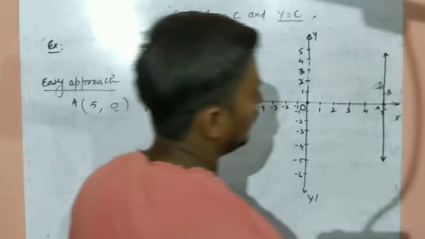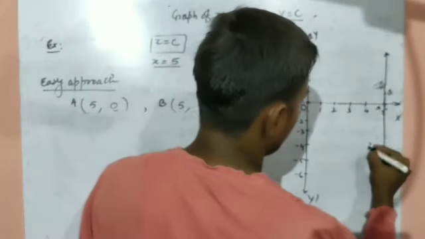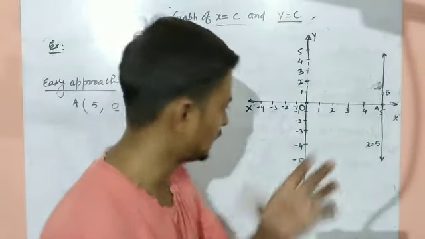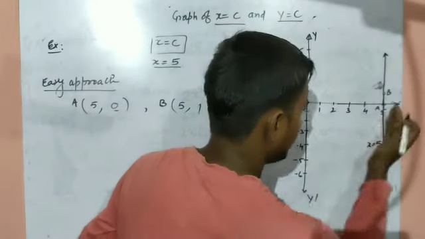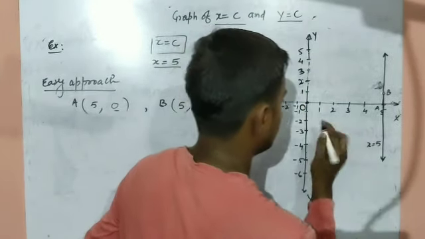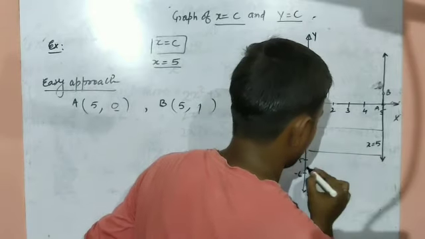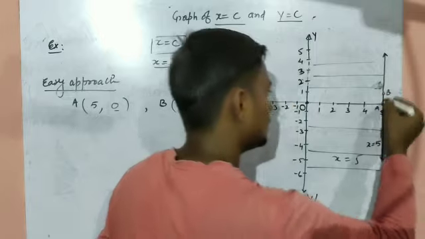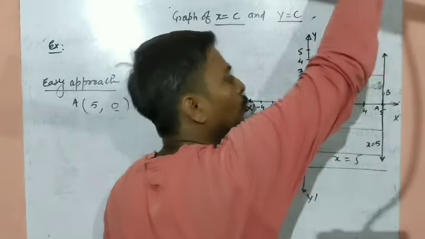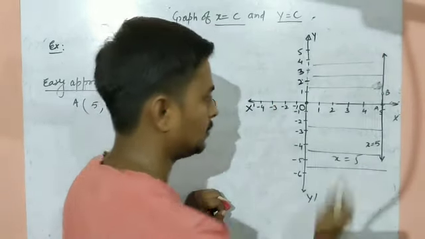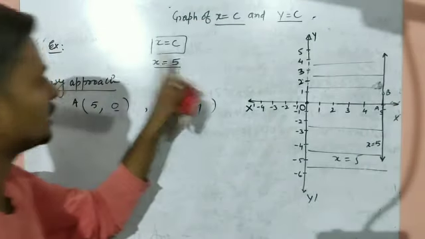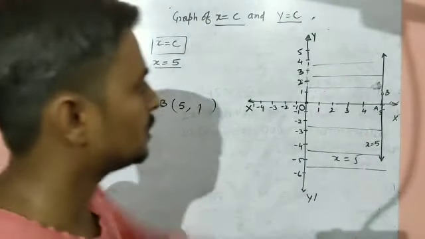This will be the equation x is equal to 5. You can check that the distance of this line from the y-axis is always 5. X is always 5, and y is continuously changing, moving upwards and downwards, but x, this distance, is constant. So this is x is equal to 5. So this is the equation.